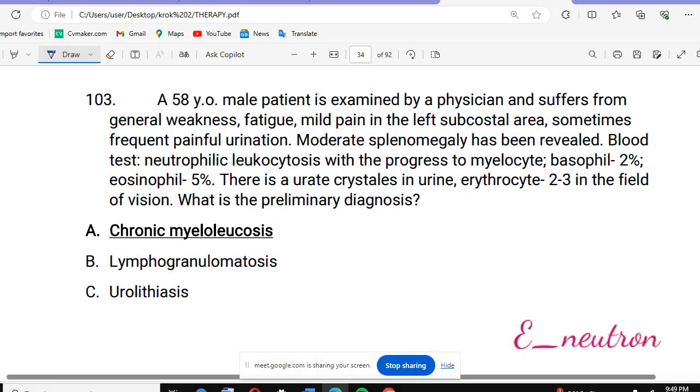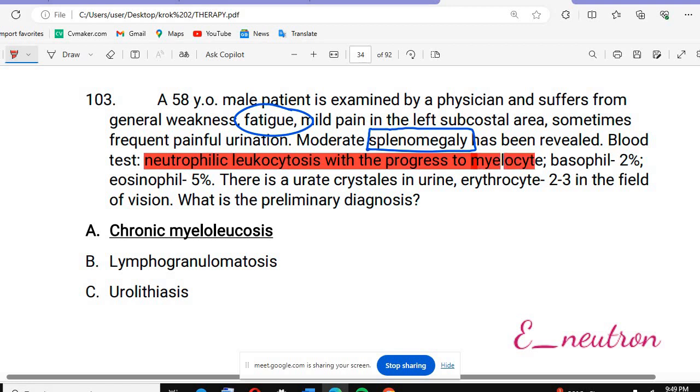In the next question, we have a patient who suffers from general weakness. Fatigue will be there, mild pain, sometimes frequent painful urinations. Splenomegaly has been revealed. If you see splenomegaly, that is a characteristic clinical feature of chronic myeloid leukemia. Blood test shows neutrophilic leukocytosis with progress to the myelocytes.